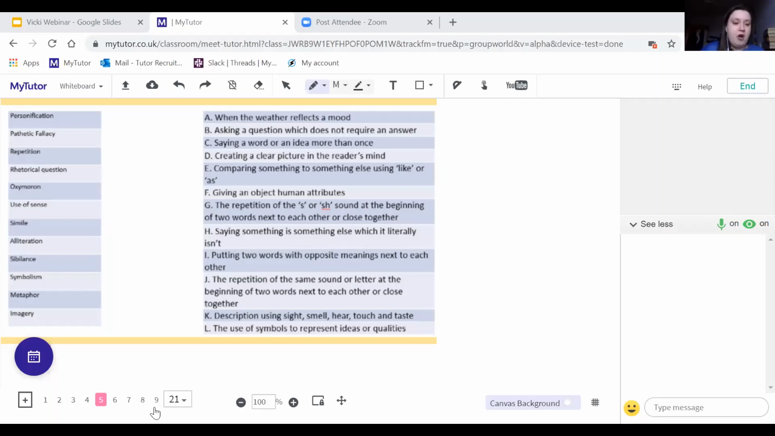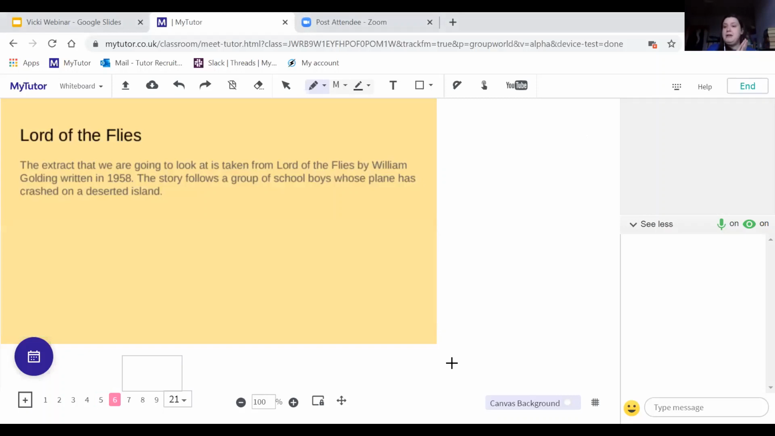So let's move on. We're going to be looking at an extract from Lord of the Flies. I'm not sure whether I have it round near me. I don't think I do. Right, so out of curiosity, there are a lot of you who are doing Lord of the Flies. So shout to me if you are.